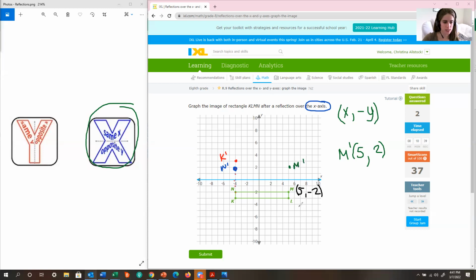And last but not least, point L is currently located at (5, -3). If we do this one using the rule to get L prime, it's reflected across the x-axis, so our x value stays the same at 5, and then our y value becomes the opposite. A -3 becomes a +3.